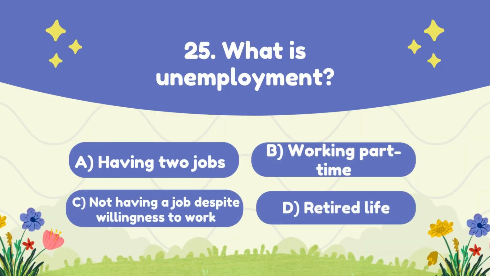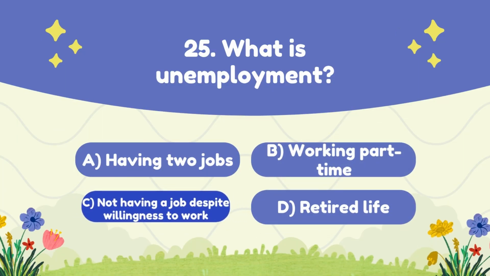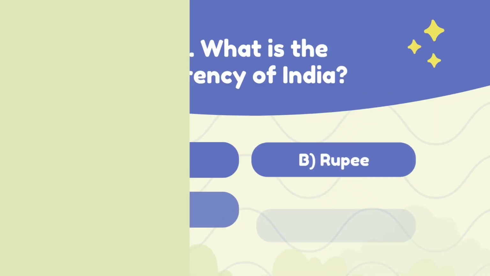What is unemployment? A. Having 2 jobs. B. Working part-time. C. Not having a job despite a willingness to work. D. Retirement life. The answer is not having a job despite willingness to work. It's a major indicator of economic health.